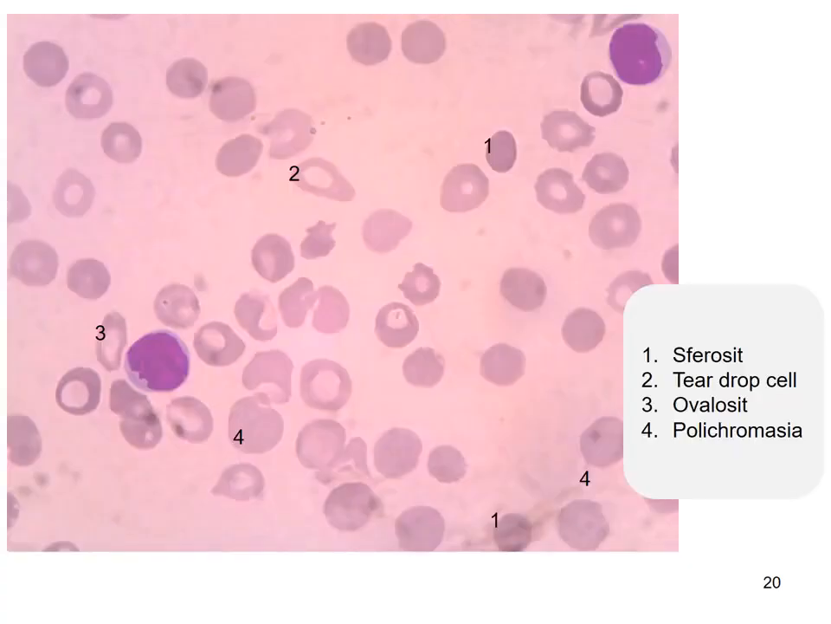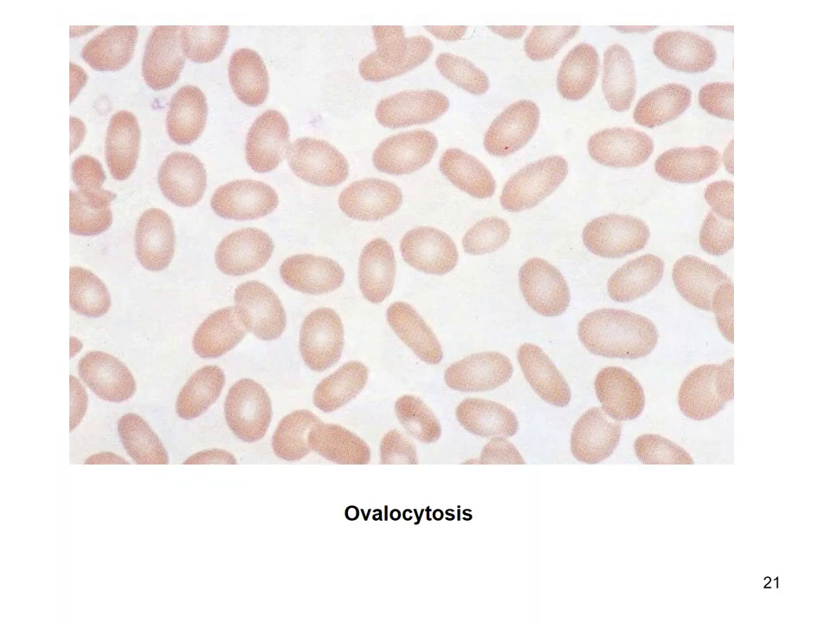Number 1 is a spherocyte. Number 2 is a teardrop cell. Number 3 is an ovalocyte. Number 4 is a polychromasia cell. This is a picture of poikilocytosis.